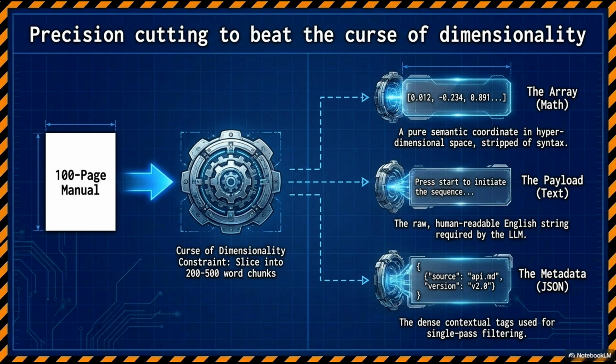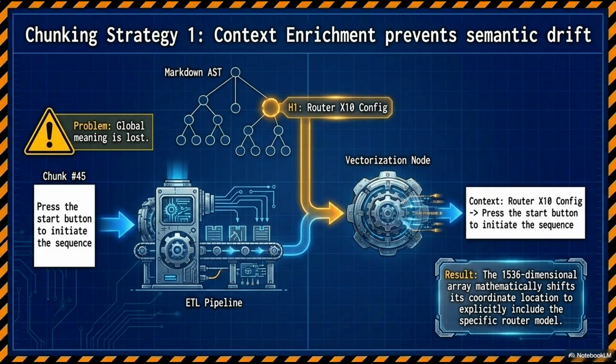Which is actually a massive hurdle. Even if you use Markdown and split the document beautifully at the headers, you still run into a severe problem with context loss. You do. Like, if a document is 50 pages long and chunk number 45 is just a paragraph that says press the start button to initiate the sequence, you've ripped that sentence completely out of its global context. The AI retrieves that chunk and has absolutely no idea what machine we are starting. This is one of the most common failure points in retrieval augmented generation, or RAG. The naive approach fails because of this context loss.